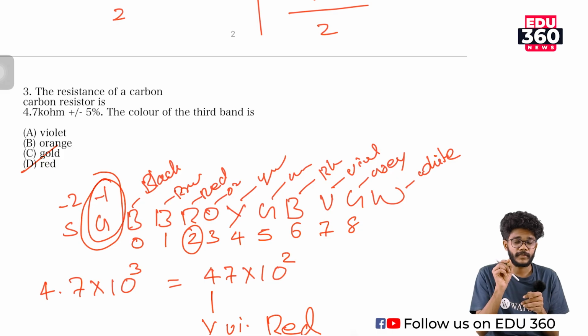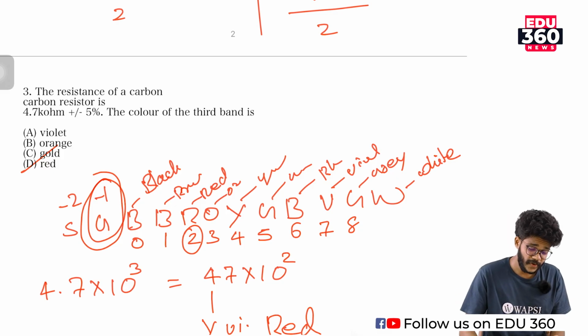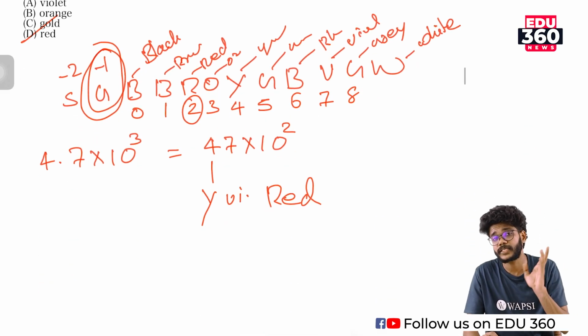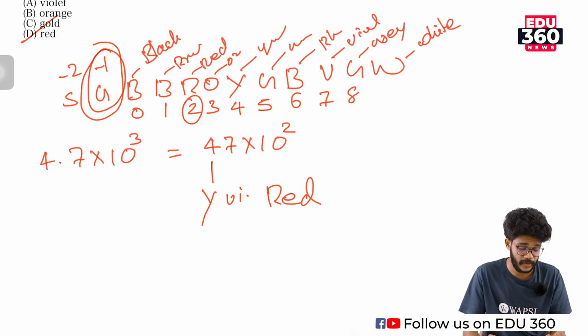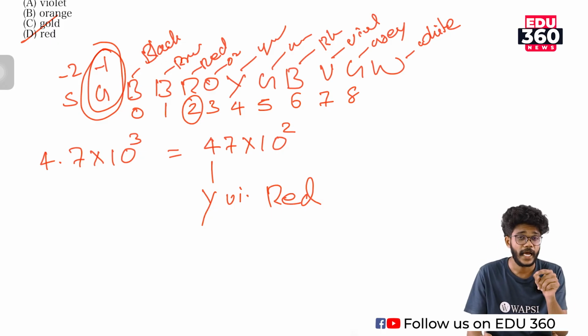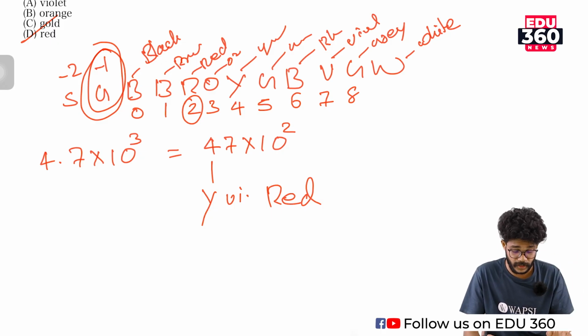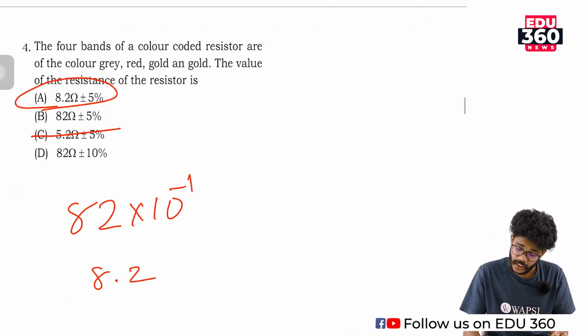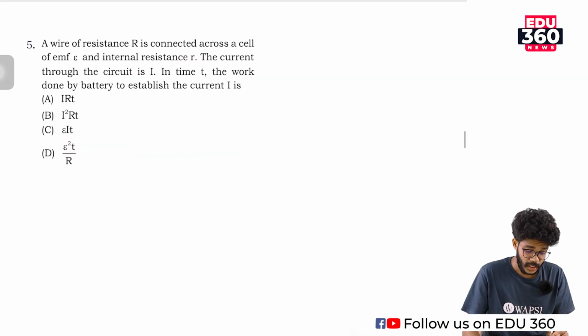Like 0.1 accuracies can be obtained in any resistor. So we need to only bother about the tolerance given by the gold and the silver. By gold it is 5% and by silver it is 10%. Okay, then we can move to more questions.